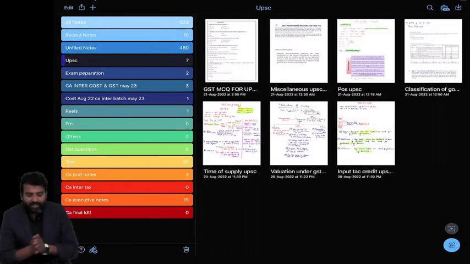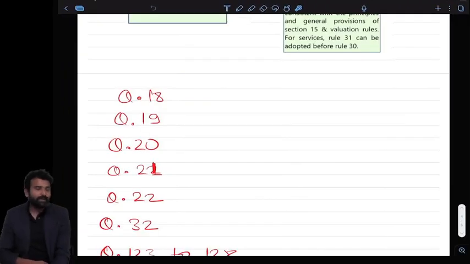Now we are talking about value of supply. TOS, WOS and POS.